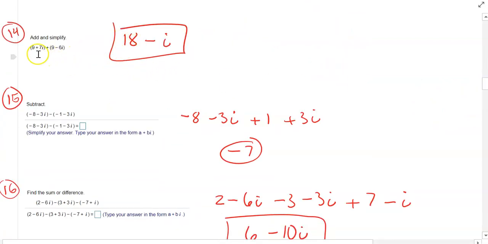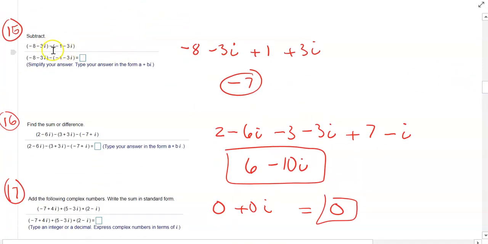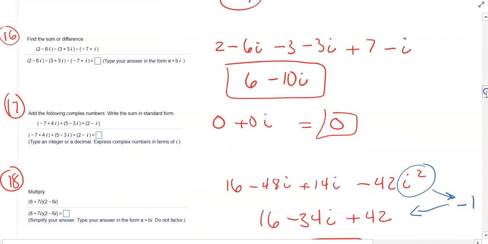Here we're simply adding these, so 9 plus 9 is 18. 7i minus 6i is minus i. Here, make sure you distribute this negative, so nothing changes in our first parentheses. So we get negative 8 minus 3i, and then plus 1 and plus 3i. Now we collect like terms. Negative 8 plus 1 is negative 7. Negative 3i plus 3i is eliminated.